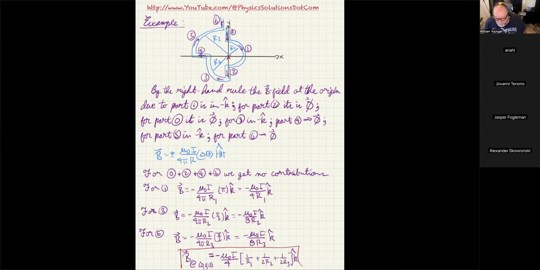So now you can see how, as long as you just completely do it in pieces of arcs and lines that are aimed towards the origin, you can come up with any kind of configuration you want and calculate the magnetic field as a result of that. Anybody have any questions on that one?